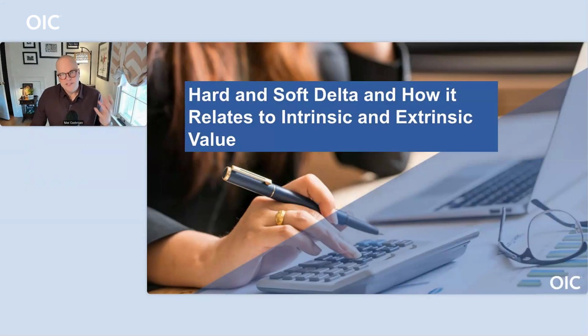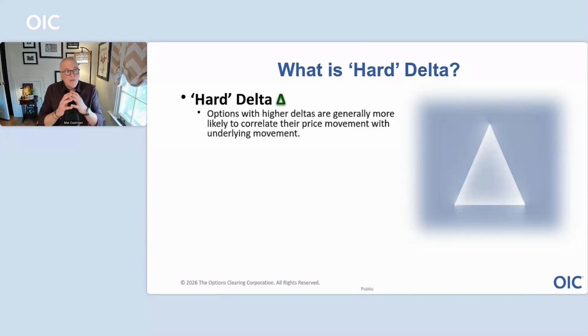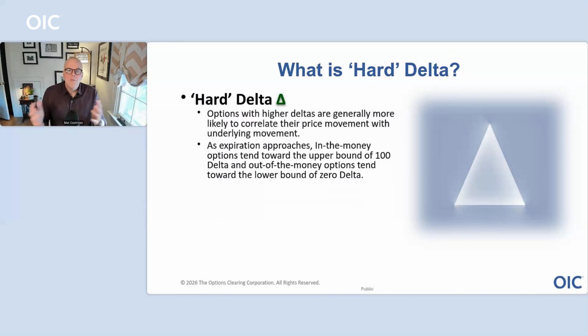Hard and soft delta are concepts that not necessarily everyone talks about. Hard delta is what I call the delta that you get when you're talking about an option that correlates significantly with underlying price movement. As you get into an option that has more of its value concentrated in its intrinsic portion of value, you start to get something that moves and acts more like the underlying, like the stock, than it does like any kind of other optionality.